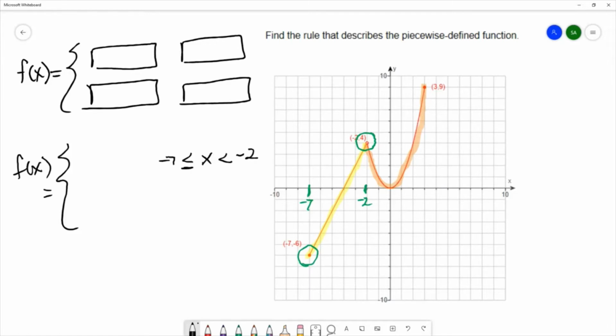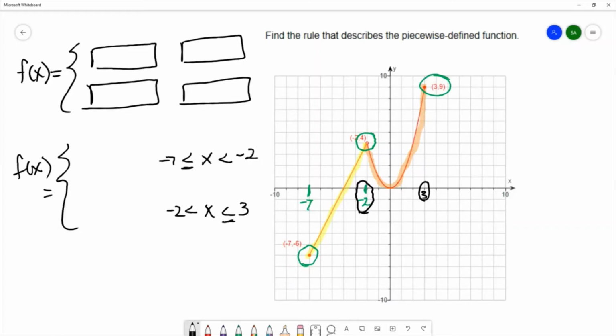Then for the other piece, which is the parabola piece, you can see that that piece starts at -2 and then stops when I get to 3. So for this one, x will be in between -2 and 3. Looking at one end, we have the open circle, and on the other end, we have the closed circle. So on the closed circle, I want to put the equal to, and on the open circle, I don't put the equal to.